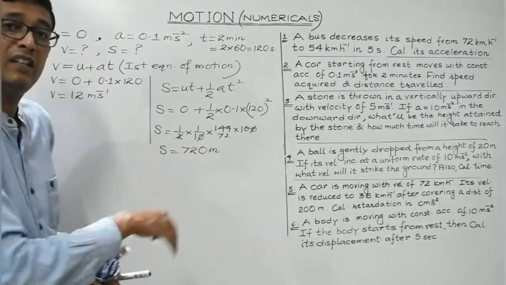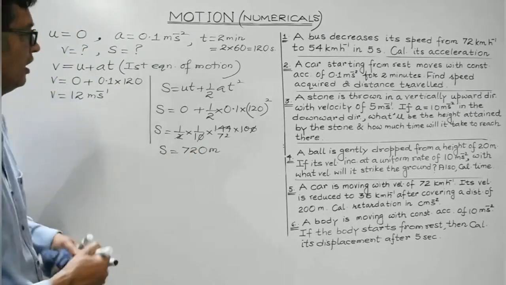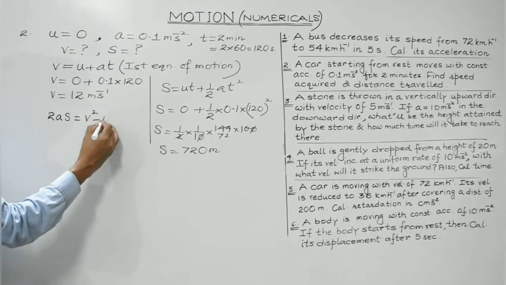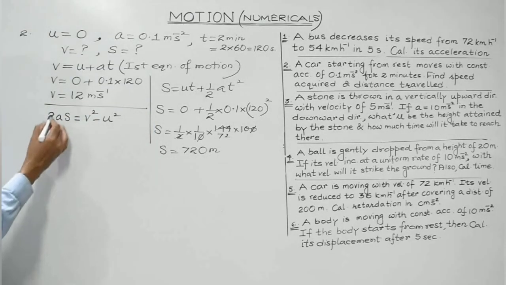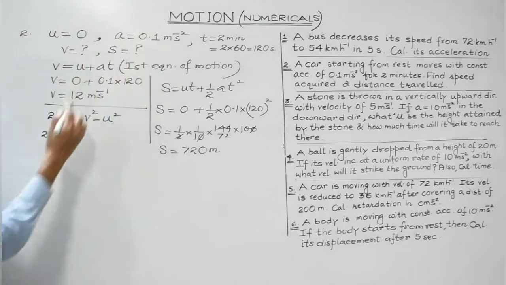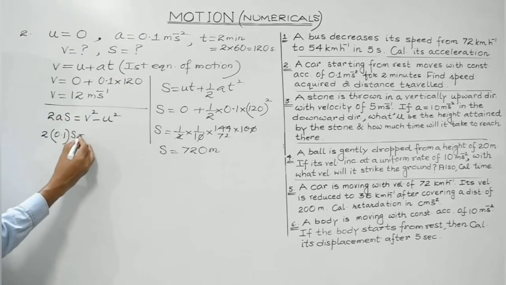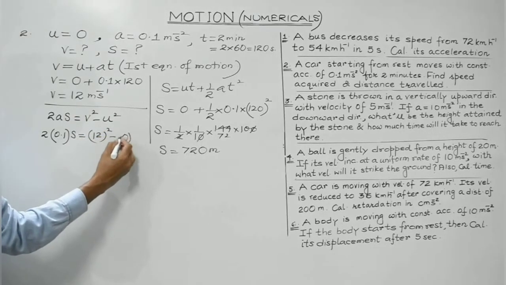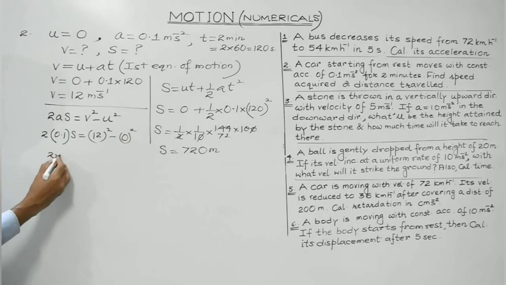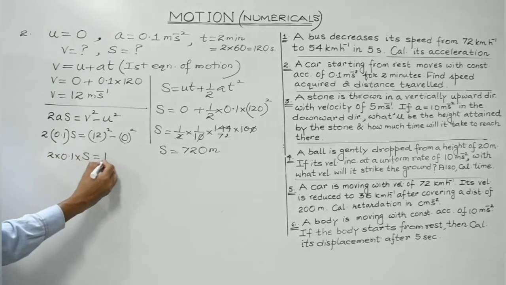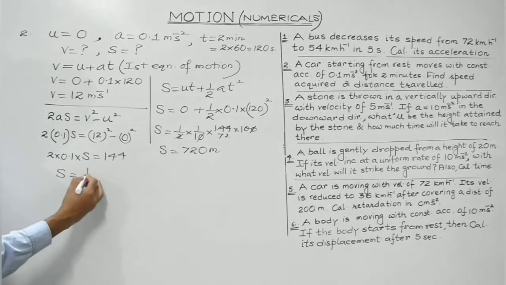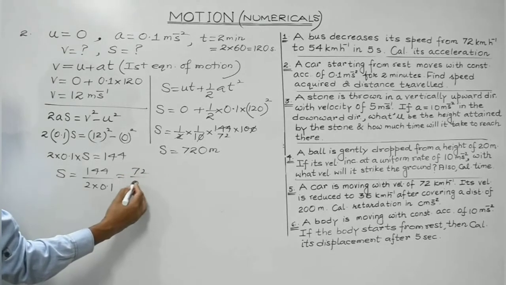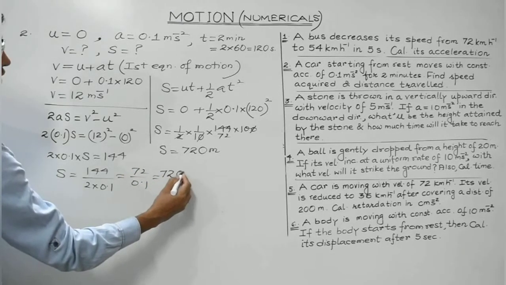You can also solve it by using the third equation of motion as well. You can check it. From the third equation of motion we get 2as is equal to v square minus u square. Right? So a is given, it's 0.1. s is to be found. What is v? v is obtained to be 12. So square of this minus u is 0. So let's solve it. 2 into 0.1 into s is equal to 144. So s would be equal to 144 divided by 2 into 0.1. That is 72 by 0.1. It would be equal to 720 meters.